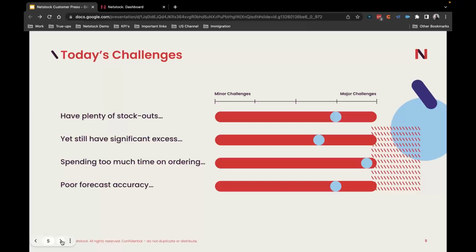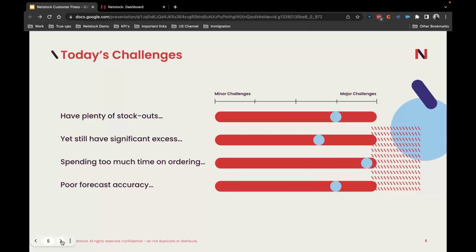We've got just over 2,000 customers worldwide. A lot of them are struggling with stockouts, obviously one of those major challenges, because less sales, losing customers, losing business, really not good for the business. But at the same time, also a lot of businesses, especially now, are sitting with significant excess and money tied up in that excess. And with interest rates rising, the cost of holding that inventory is becoming quite a major challenge as well. And then the time spent on ordering.